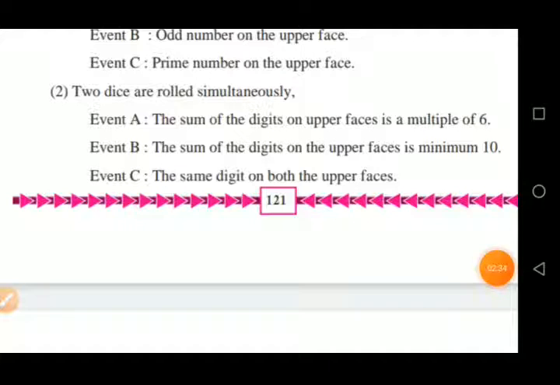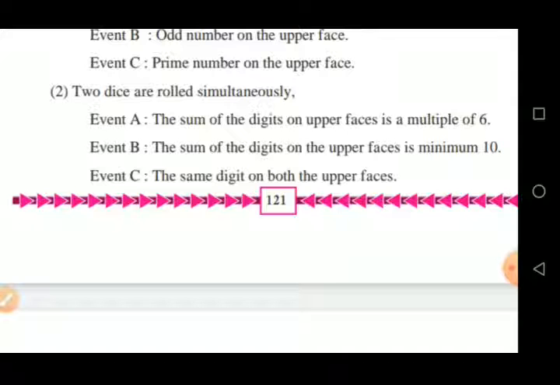Second example. Two dice are rolled simultaneously. Simultaneously means at once. Two dice are rolled. Events are given below. Event A, the sum of the digits on the upper faces is a multiple of 6. Event B, the sum of the digits on the upper faces is minimum 10. Event C, the same digit on both the upper faces.